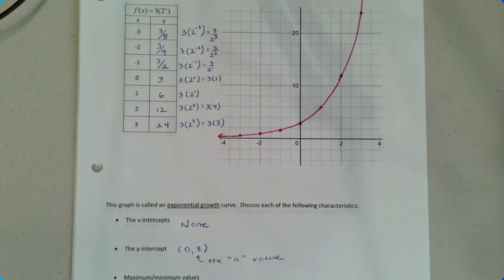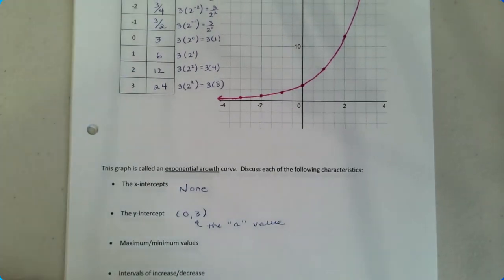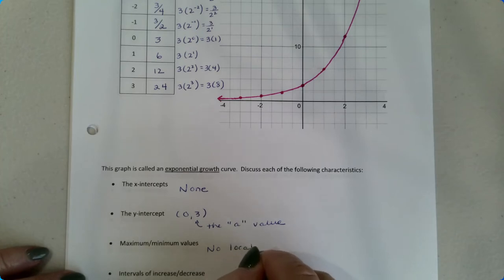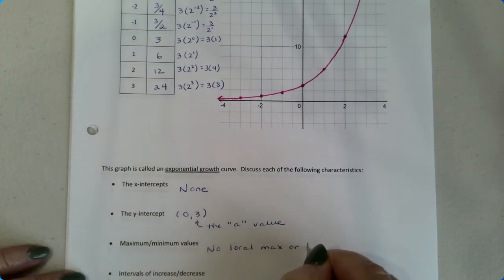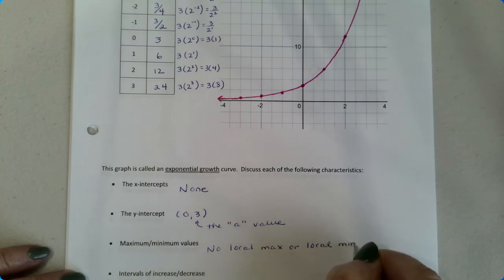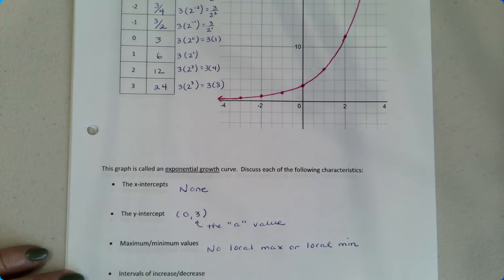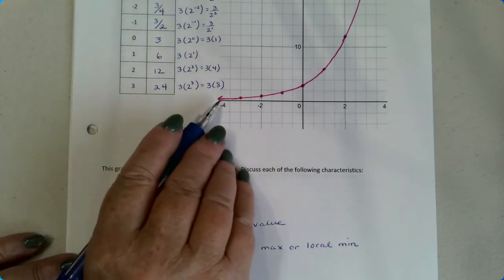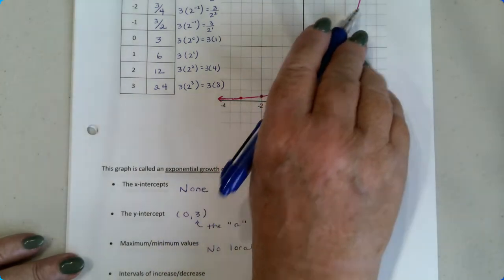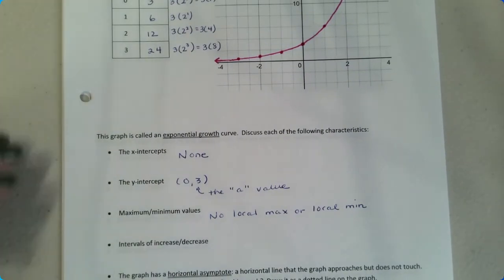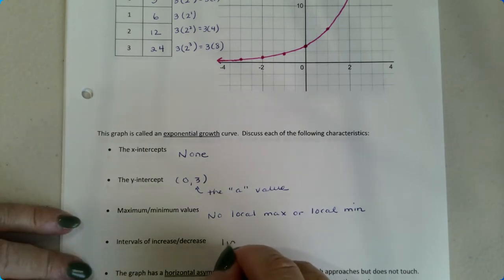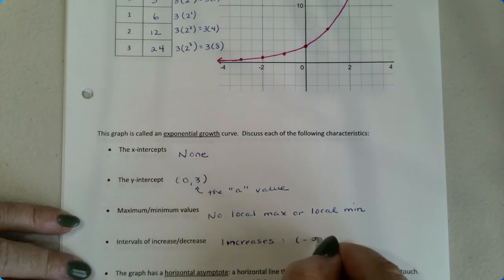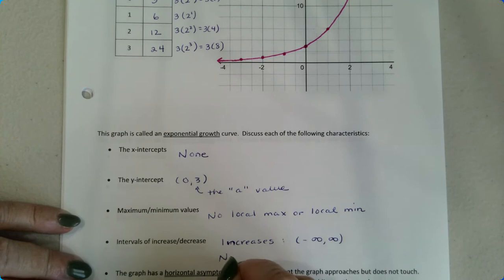All right, as far as local maximums and local minimums, again, there are none, right? There's no top of a hill, no bottom of a valley here. So no local max or local min. And this function is increasing everywhere. It starts small on the left-hand side and keeps on going up. So as far as an interval of increase or decrease, it increases from negative infinity to infinity. It never decreases.